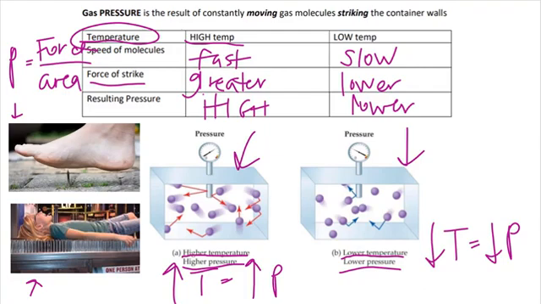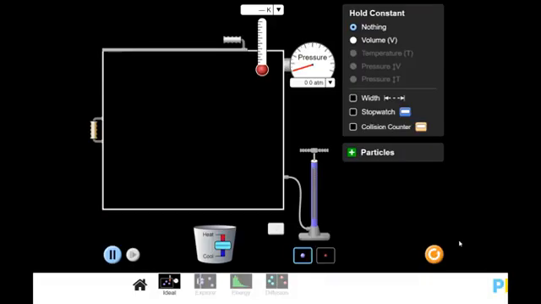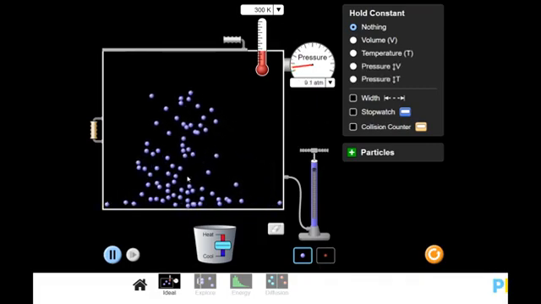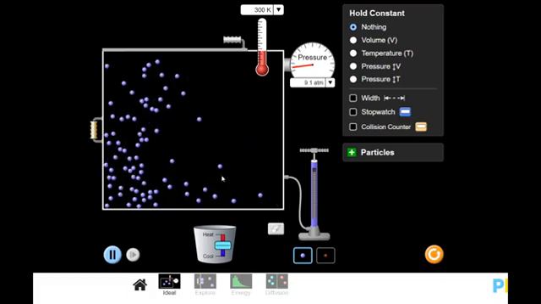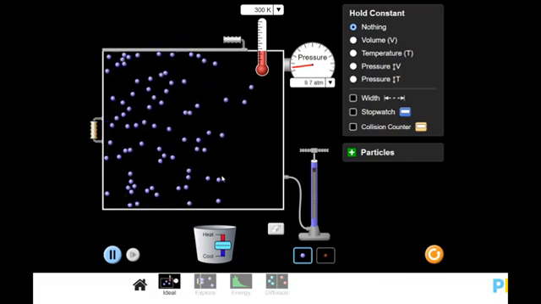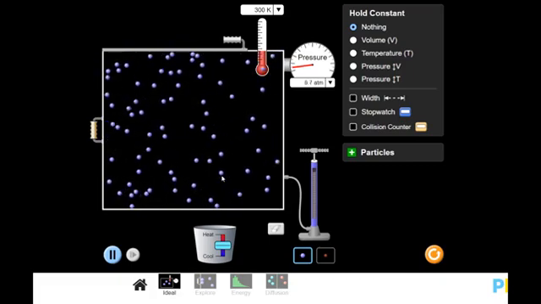Now, I want to show you a simulation that will help to visualize this temperature and pressure correlation. So here's the simulation. We're going to add some gas particles into this container. We're going to wait a minute for them to reach equilibrium. So all of our particles are equally spread out within this container.